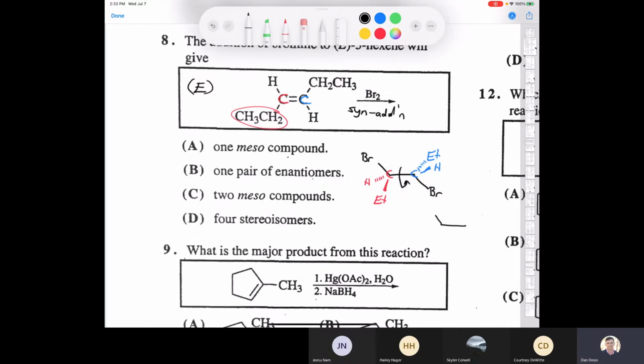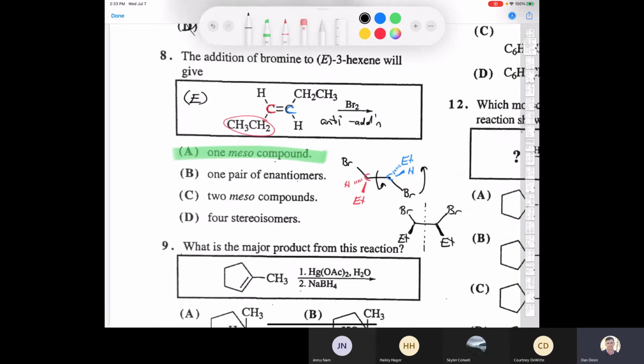I'll prove it to you. If you draw it with the 2 bromines in the plane, you end up with this ethyl group coming out like this, and then this ethyl group, when it's rotated so that this is up here, is going to be coming out like this. And so this has a plane of symmetry and 2 chiral centers. So this is a meso compound. We take a trans alkene like this, and we do, did I say syn addition when I meant anti-addition? Nobody stopped me. Anti-addition.